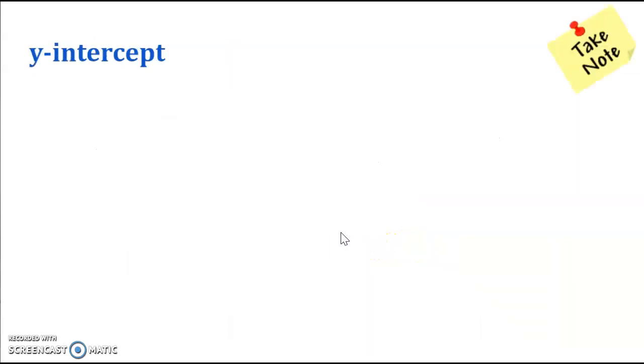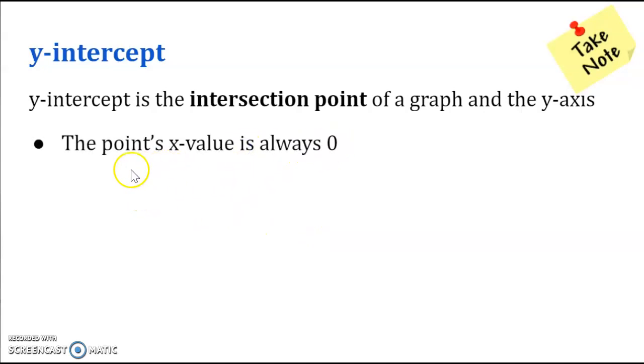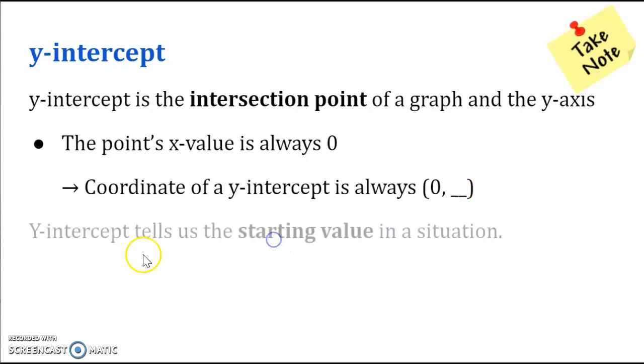Okay, now we're going to take some notes on y-intercept. What is a y-intercept? Y-intercept is the intersection point of a graph and the y-axis, and the point's x value is always going to be 0, and therefore that means the coordinate of the y-intercept is always going to be 0, some number in parentheses. And also the y-intercept tells us the starting value in a situation. So in the tile growth scenario, the starting value or the y-intercept was the number of tiles on figure 0.